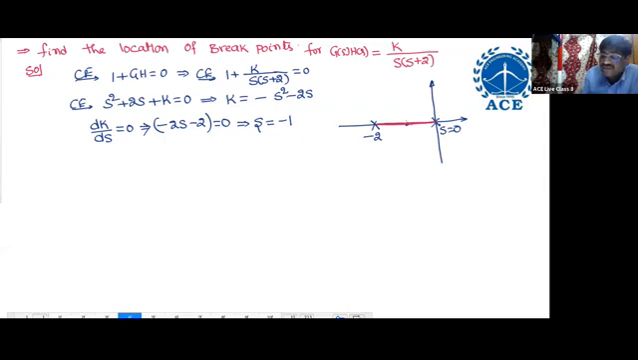So where is minus 1? Here, minus 1. Is it valid or not? 100% valid because it lies on the root locus branch. If it is on the root locus branch, then it is a valid breakpoint. So this is a valid breakpoint. That's all. This is by the procedure.